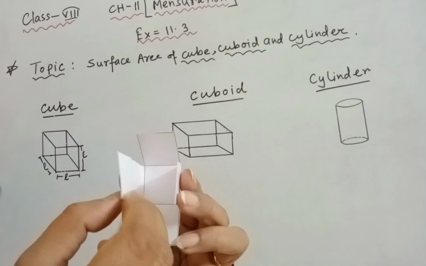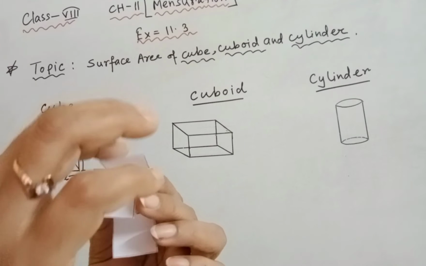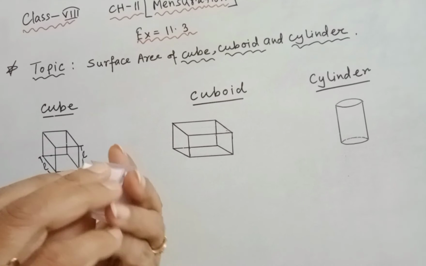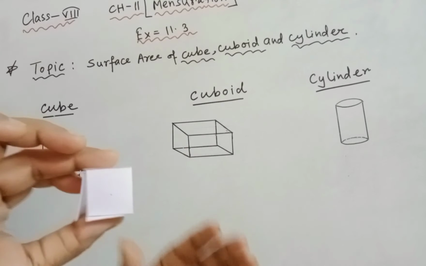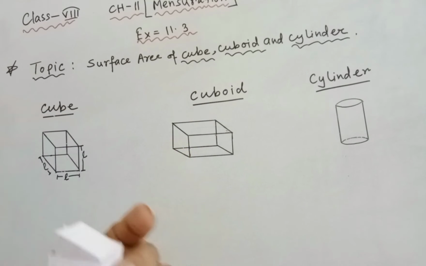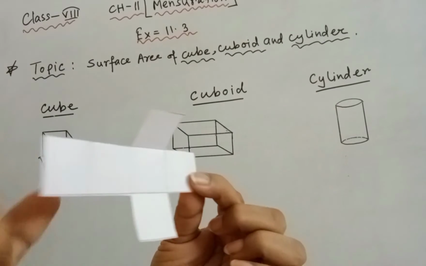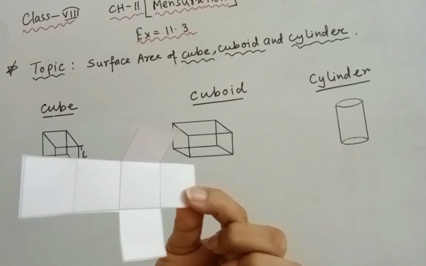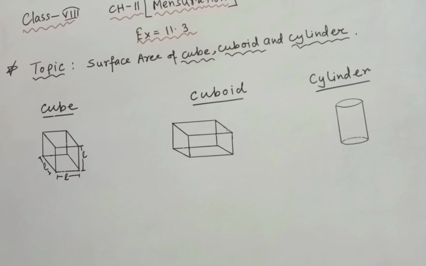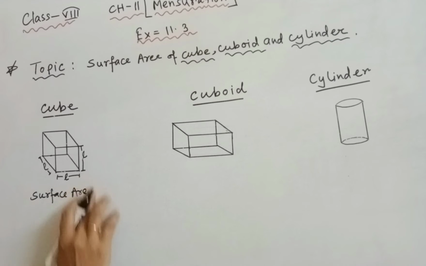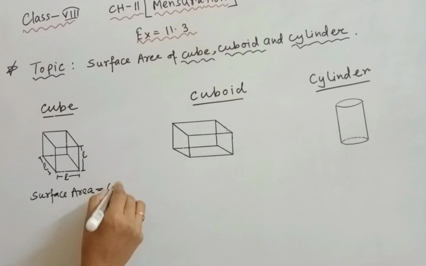If I fold it properly according to the net, we can see that it is a cube. Can you see the cube? So how many square surface areas can you see? 1, 2, 3, 4, 5 and 6. 6 surface areas where each area is L square. So the surface area of a cube is equal to 6 L square.